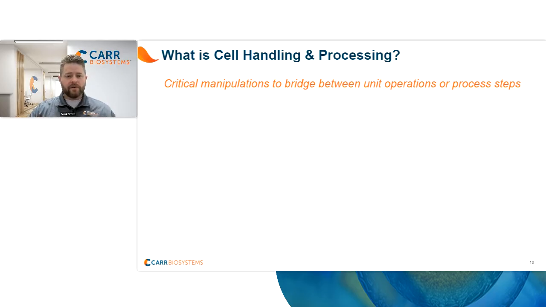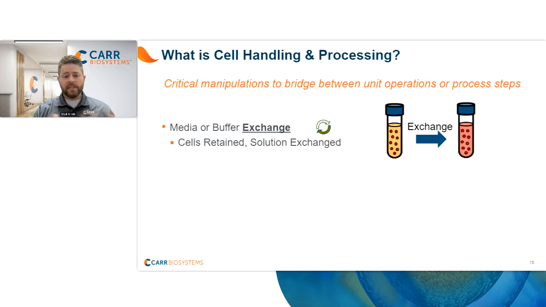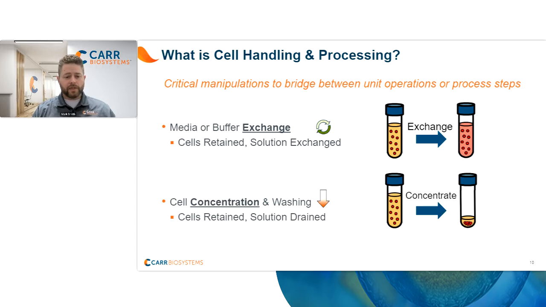But typically they break down into two main steps. That's media exchange or buffer exchange, where the cells are retained and the solutions exchanged. And that could be, for example, spent media going to fresh media, or that could be exchanging a buffer for a critical chemical or hormone to induce differentiation. The other side of things is cell concentrating, right? The cells are retained and the solution is drained. And with these two devices, we see that frequently through the workflow. These kind of summarize many of the cell handling and cell processing steps that happen and bridge between the unit operations.